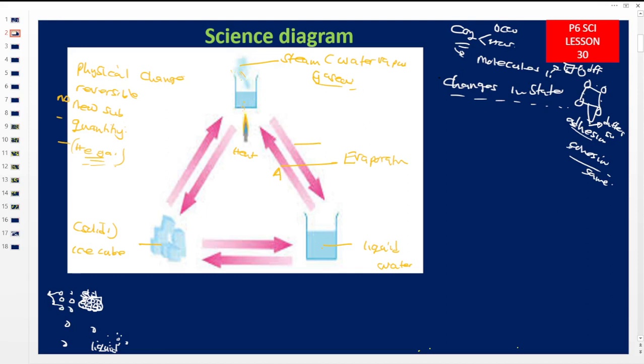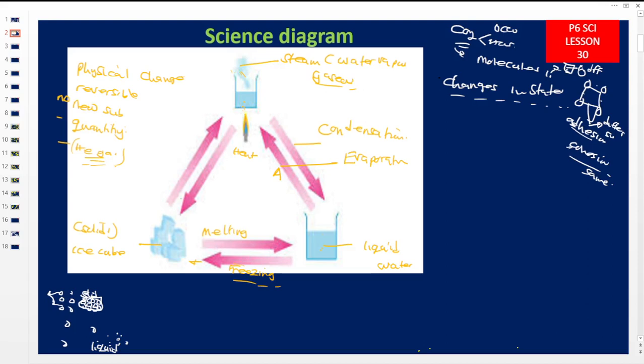Then again we can get this gas coming back to a liquid. That is what we call condensation. Now we have these ice cubes turning to water, and they are undergoing what we call melting. Therefore melting is the process by which a solid turns to a liquid. Then this liquid can turn back to a solid, and this is what we call freezing. Freezing is the process by which a liquid turns to a solid.